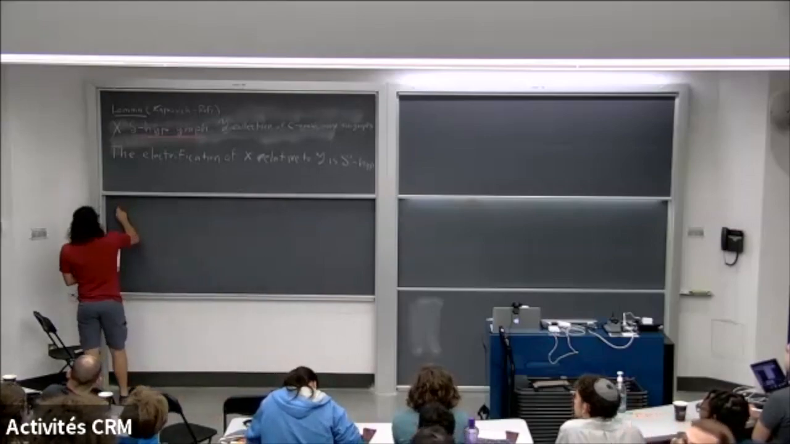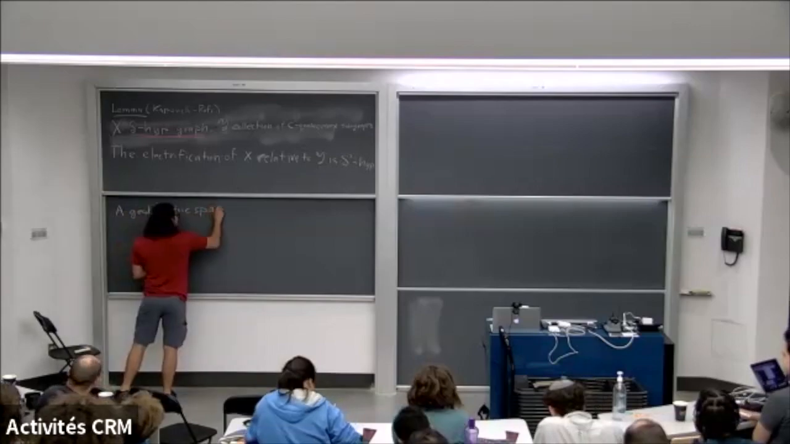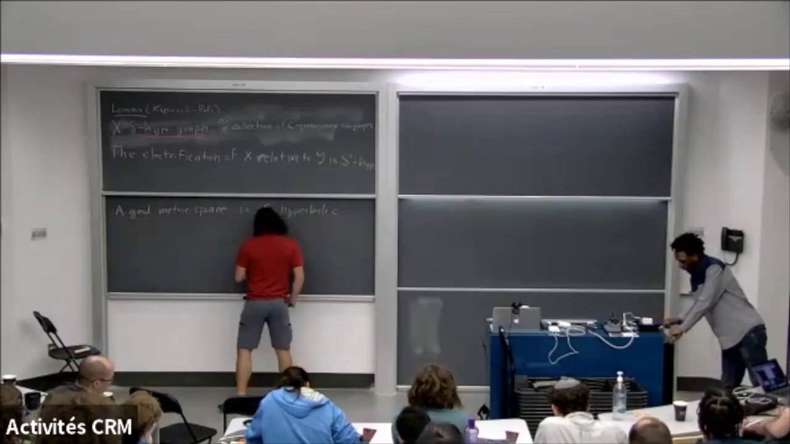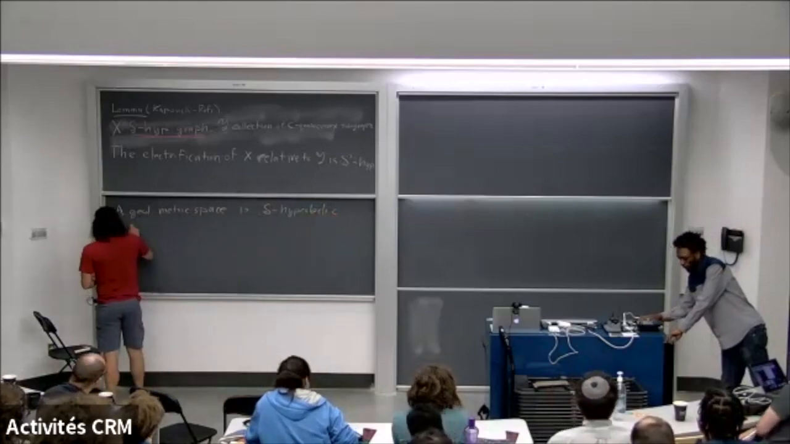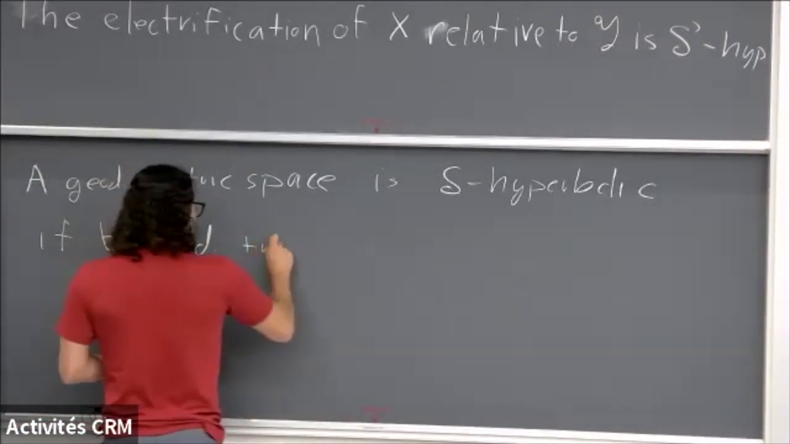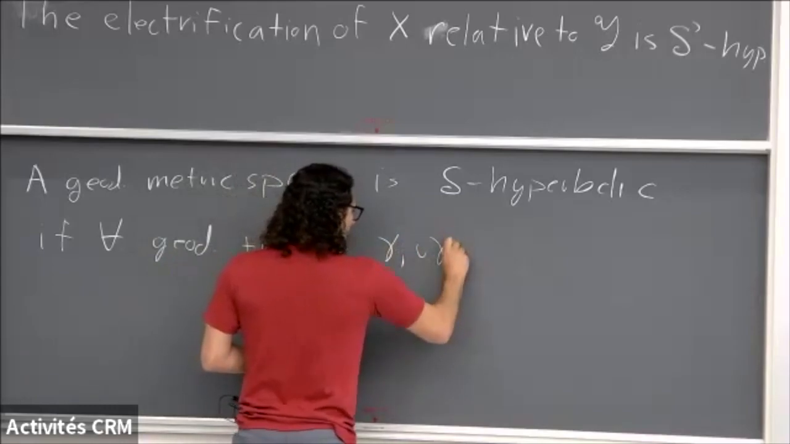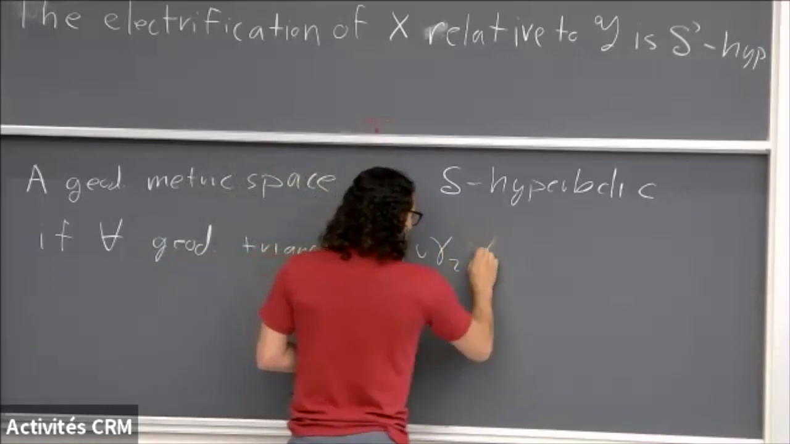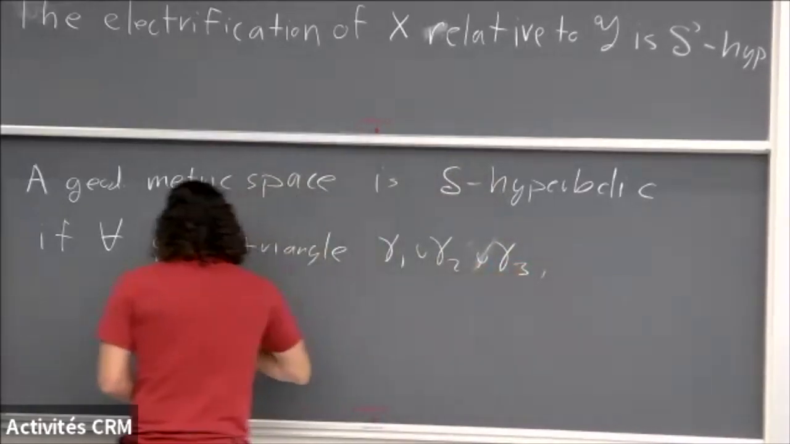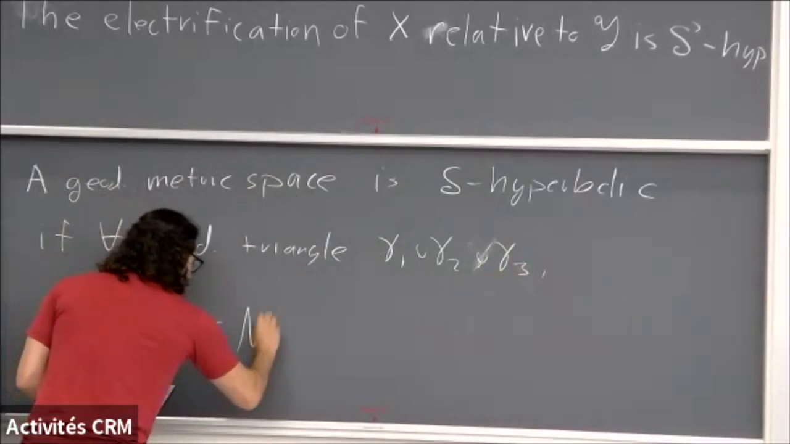All right. A geodesic metric space is delta hyperbolic if every geodesic triangle, with sides gamma 1, gamma 2, and gamma 3, has this beloved condition that any one side is contained in the delta neighborhood of the other two.